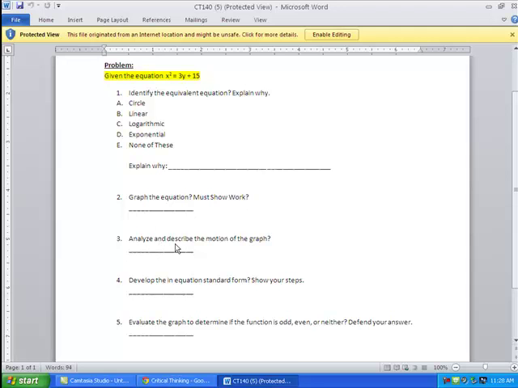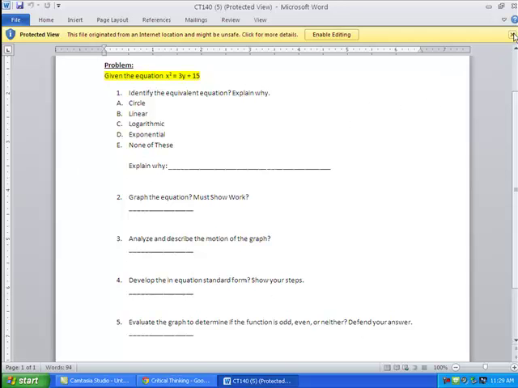The next question, we're asked to analyze and describe the motion of the graph. You should list the intervals of increase, the intervals of decrease, whether the graph is constant and that sort of thing. You actually want to describe the motion. Next, you want to develop the equation in standard form, and you should also show your steps. And lastly, you should evaluate the graph to determine if the function is odd, even, or neither, and you should defend your answer.